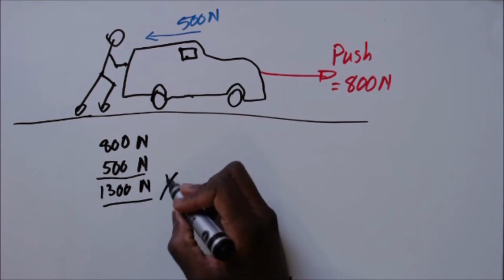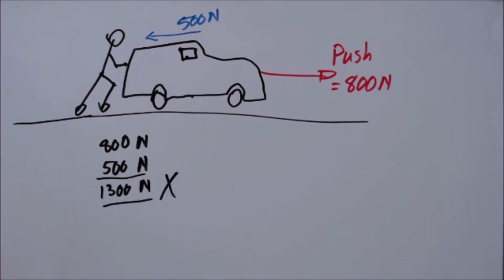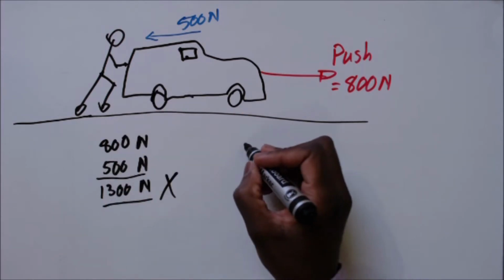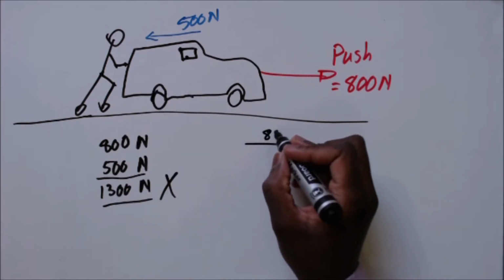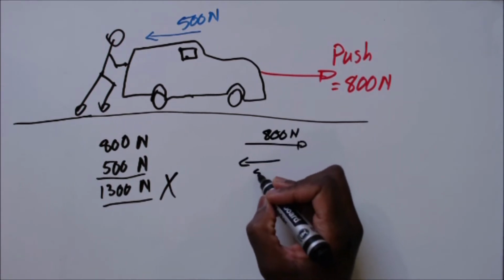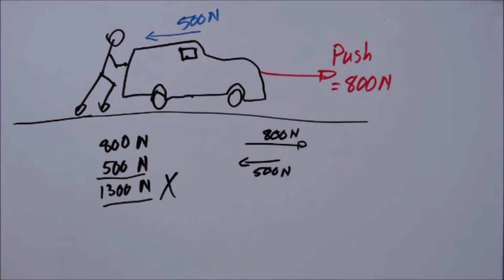But that's not the case. That's incorrect. Because when we are dealing with vectors, because vectors have got a direction, and it's obvious to see that force has got a direction, what we have is a push of 800 newtons to the right and a resistive force of 500 newtons to the left.